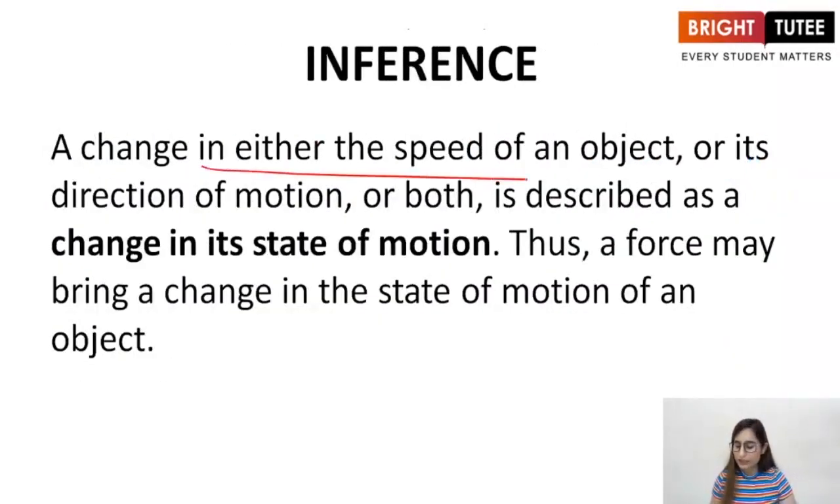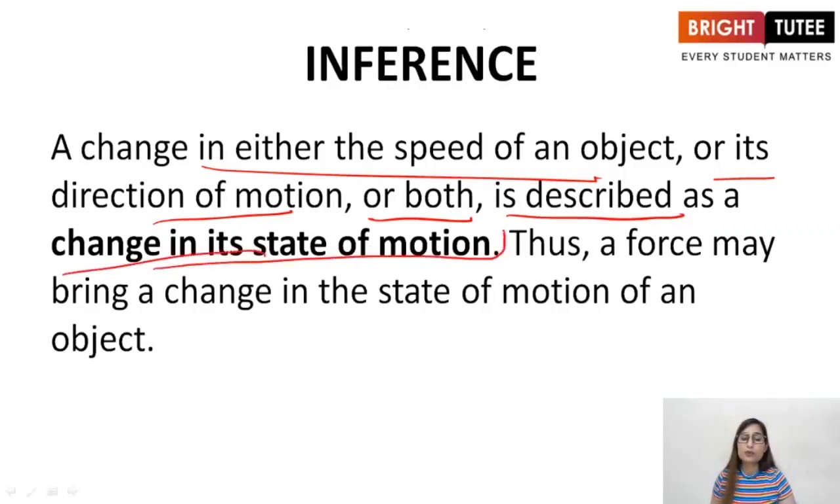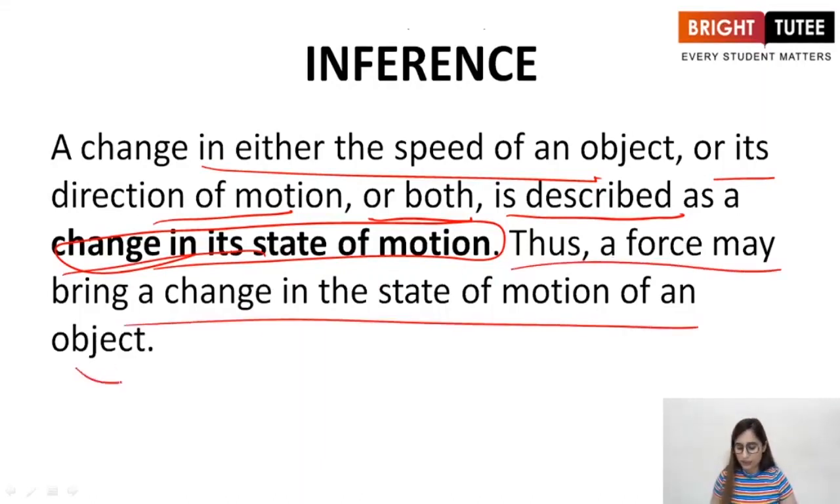A change in either the speed of an object or its direction of motion, or both, is described as change in the state of motion. Whenever we change the speed of an object or the direction of an object or both, we call it the change in its state of motion. Thus a force may bring a change in the state of motion of an object, right? The force can increase the speed, it can change the direction, it can decrease the speed. So the force brings the change in the state of motion of an object, right?